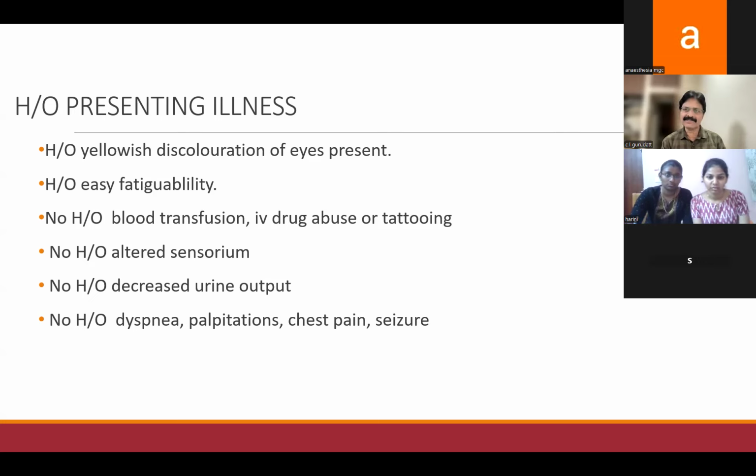So what history should you ask about to rule out pre-hepatic jaundice? In the history only, you have to rule out all these things, whether it is pre-hepatic, hepatic, or post-hepatic jaundice. What history would you be asking? Suppose hemolytic anemias are there. Can you name some hemolytic anemias?